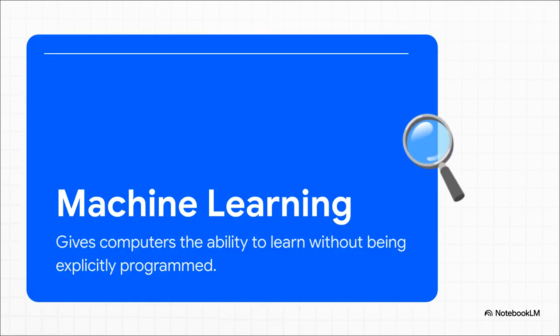Let's unpack it. To really get it, we've got to rewind the clock all the way back to 1959. A pioneer at IBM, a guy named Arthur Samuel, came up with this definition of machine learning. Now, the magic words here are "without being explicitly programmed." Instead of a developer writing a million if-this-then-that rules, you build a system that figures out the rules all by itself, just by looking at a ton of data.